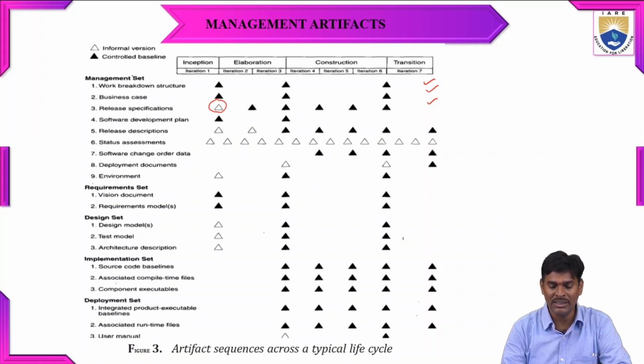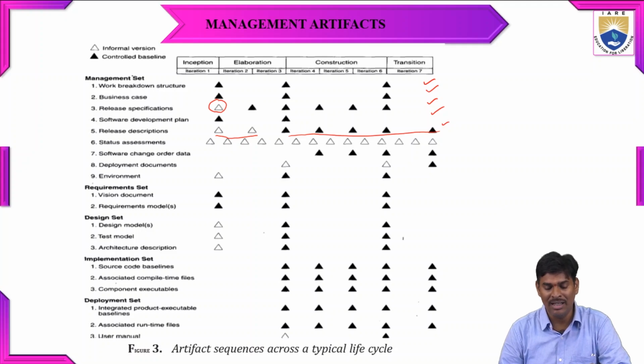The next one is the software development plan. In the software development plan, we need to check the documentation. During the documentation, each and everything is controlled. And then the software and release description. As I told, for the release description, initially they cannot provide 100% of the software in a proper manner. That's why during these stages, it is an informal version only. Later on, after completion of the elaboration, they are going to have the correct picture. So it is in a control baseline.